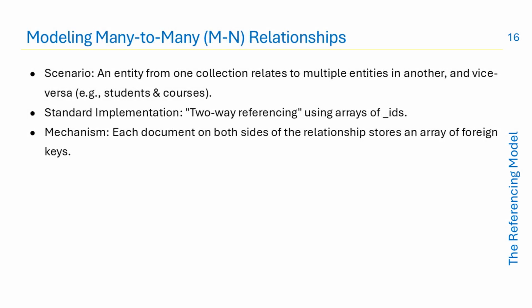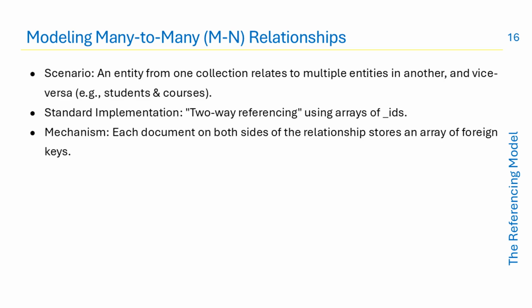While one-to-many relationships are common, many applications need to model more complex many-to-many associations. A classic example is students in academic courses. One student can enroll in many courses, and one course can have many students enrolled. The standard and most effective way to implement this in MongoDB is with a technique called two-way referencing.